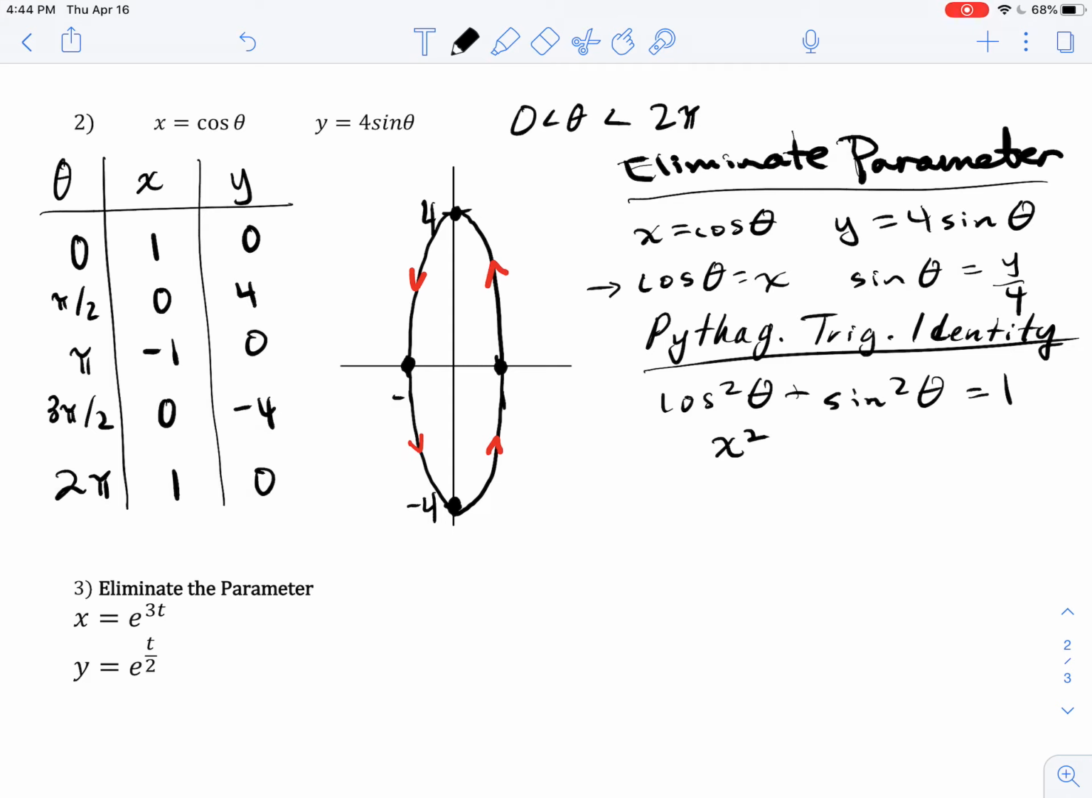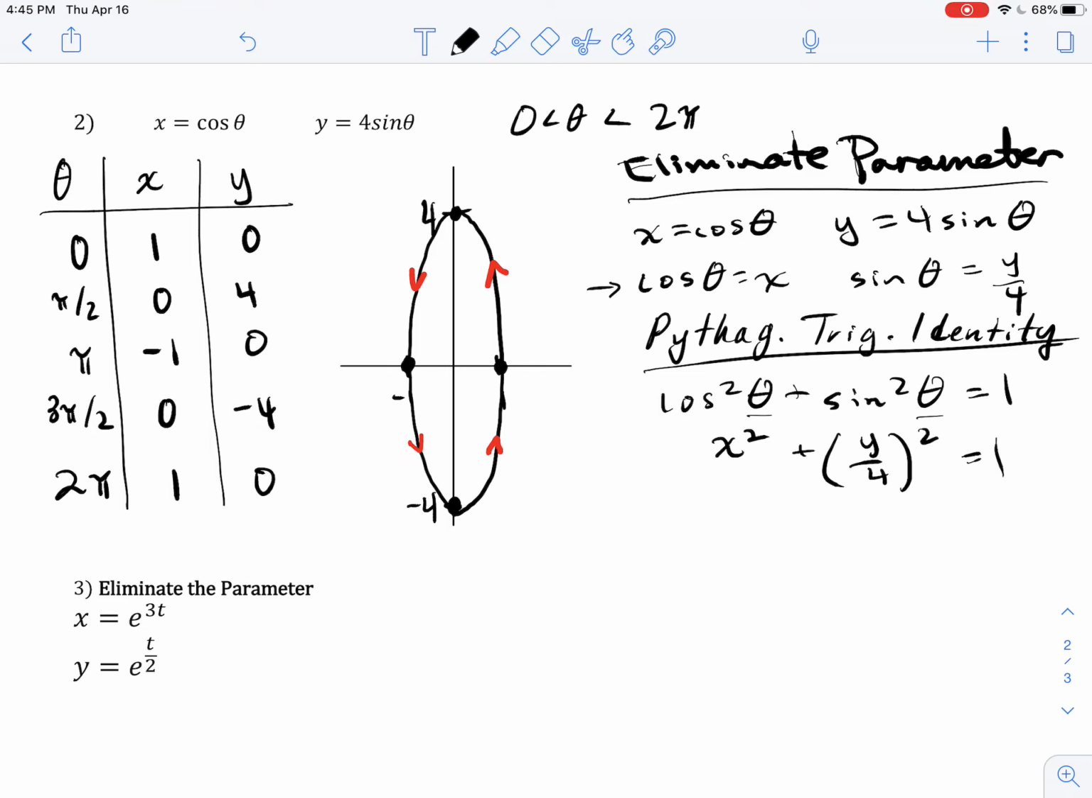Well, what is sine theta here? Sine theta is y over 4, so plus y over 4 squared, and that's equal to 1. And this is where you should be getting really excited, because we have just eliminated the parameter. How did we do that? We eliminated theta, our parameter. Remember, x and y were both dependent on our parameter theta. Now theta is gone. Now what we have is an unsimplified form of this rectangular equation.